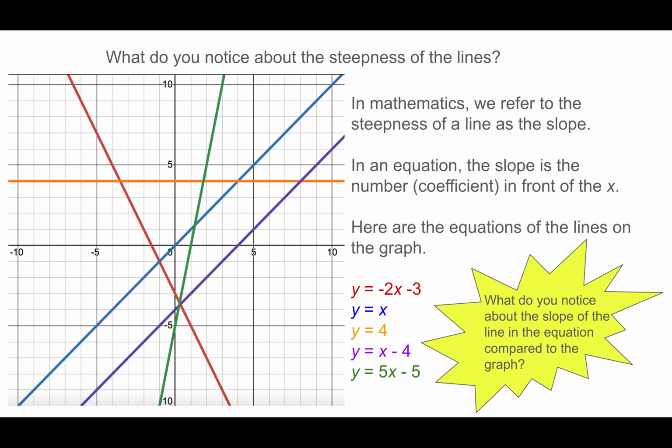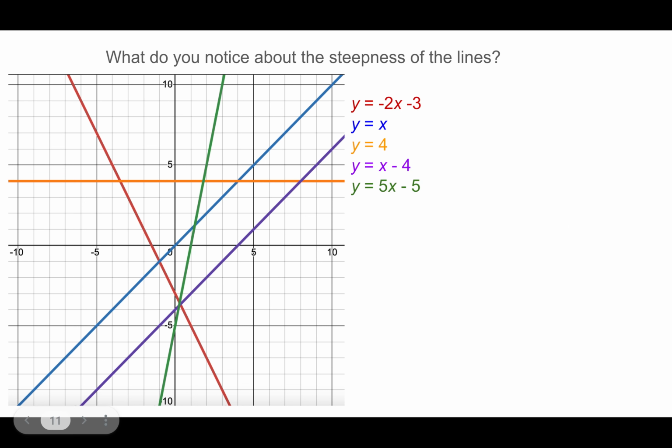What do you notice about the slope of the line in the equation compared to the graph? The color of the equation of the lines match the color of the lines. So this equation in red refers to the red line. So here are the equations again, and now we're going to look at the slope in the equation.